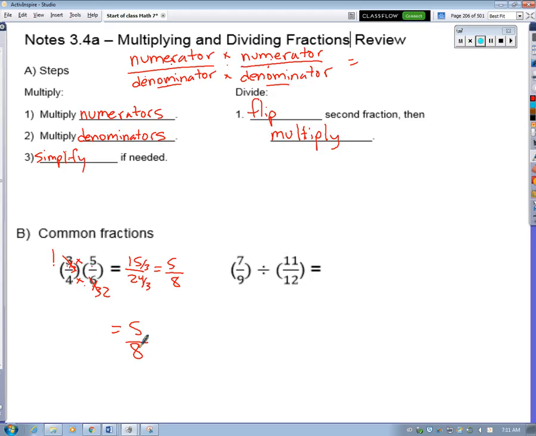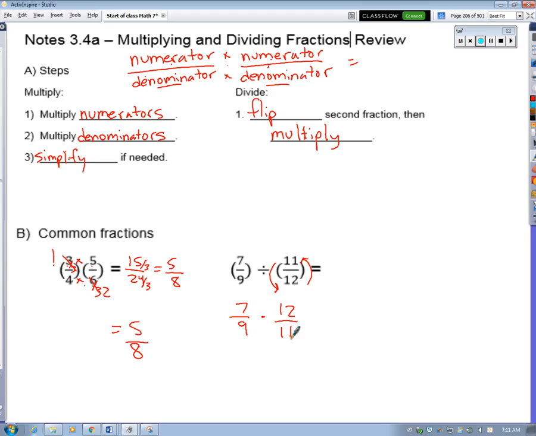Alright, division problem. So, our steps for division are we want to flip the second fraction. We're going to flip that thing upside down, so it becomes 7 over 9 times 12 over 11. Okay? Now, you just follow the same steps for multiplication.